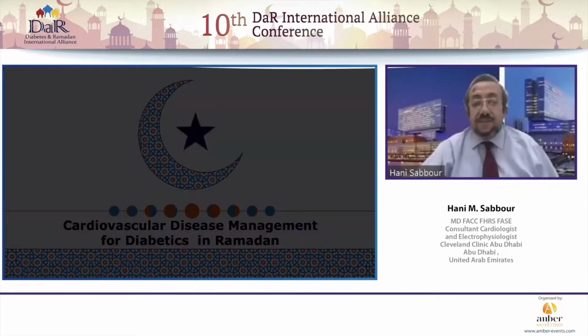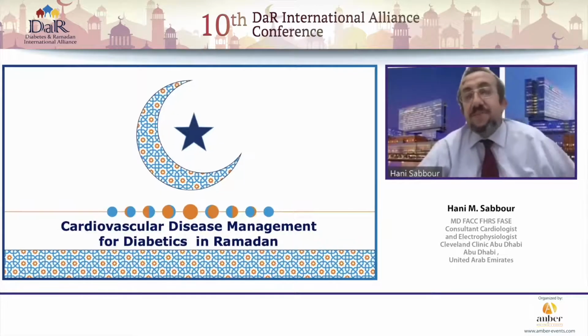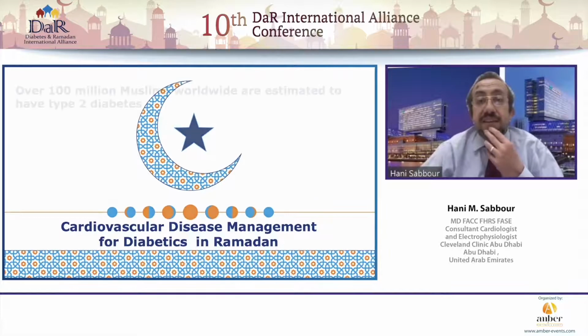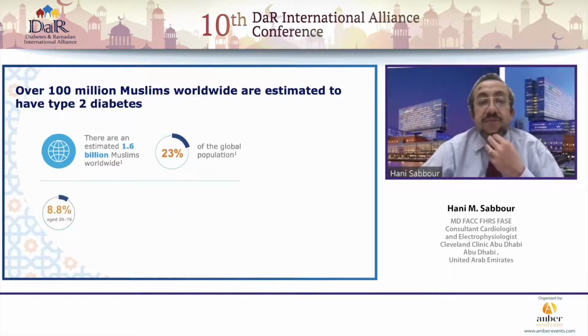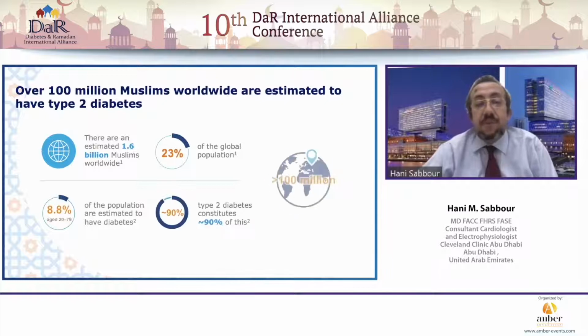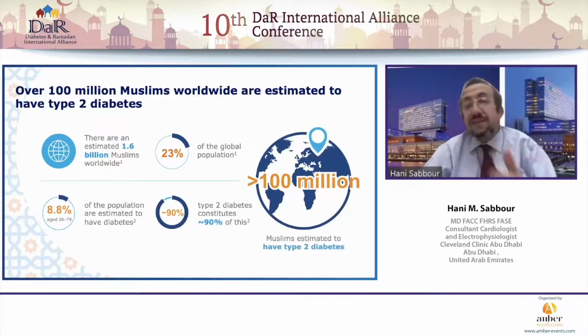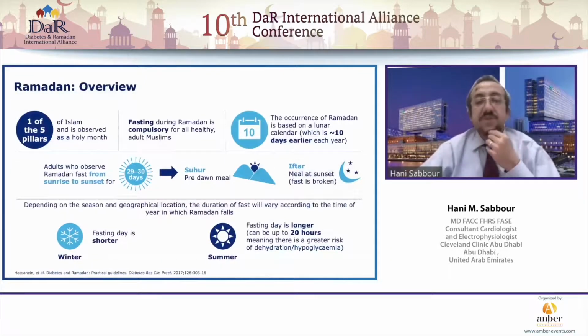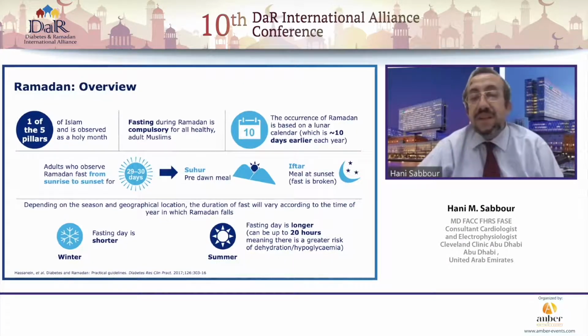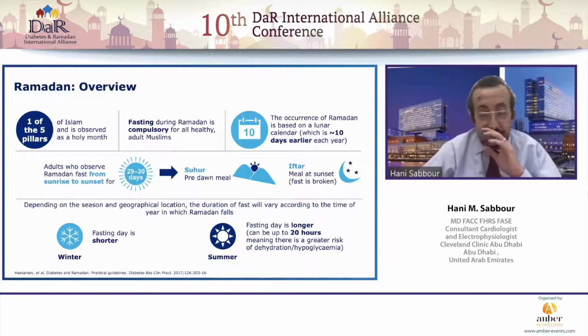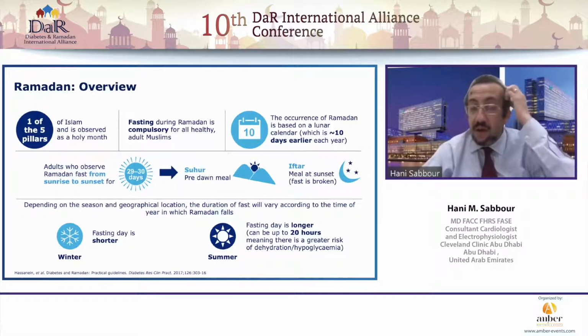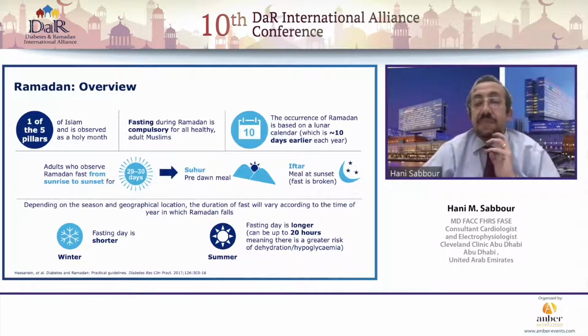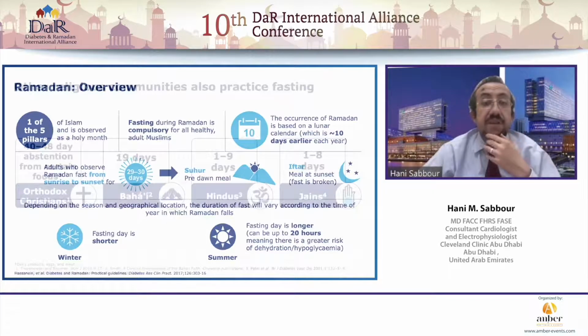So obviously the task was to say that cardiovascular disease management for diabetics in Ramadan is something that is of great importance. The magnitude is very large in terms of the Muslim population and in terms of the large number of diabetics that fall into the region here with diabetes. Now, obviously for this audience, we won't go into the details of Ramadan. I think everybody's kind of familiar with it, but the key point is that there is a difference in the duration of the fasting time and can be up to 20 hours in certain climates. And that means there's more risk of the exposure to hypoglycemia and dehydration.